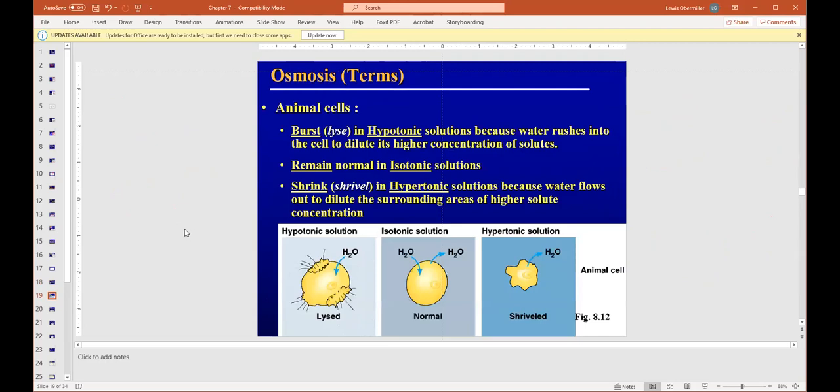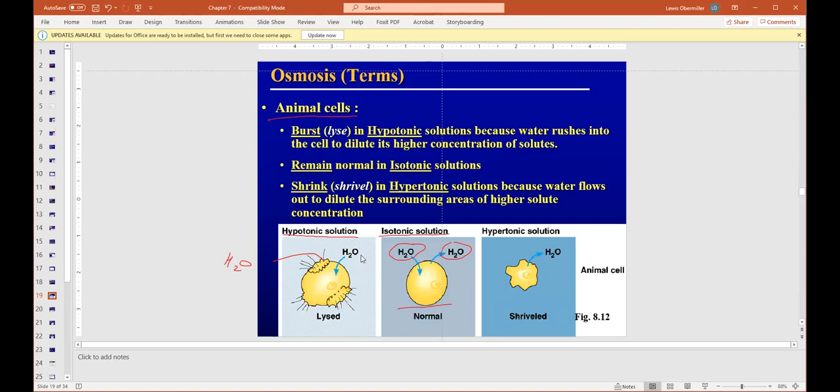So we talked about animal cells. We know that animal cells like to be in an isotonic solution. So the concentration on the outside is the same as on the inside, because we don't want the cells to shrink or burst. If we put too much water in our blood, what happens to our blood cells? They get full of water and they burst.